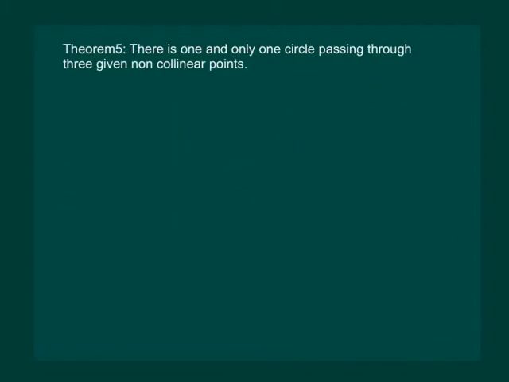Now we are in a position to state theorem 5, according to which there is one and only one circle passing through 3 given non-collinear points. For the proof, let us take 3 points A, B and C, and they should not lie on the same line, or in other words, they should not be collinear. Now draw perpendicular bisectors of AB and BC. Let these perpendicular bisectors meet at the point O.